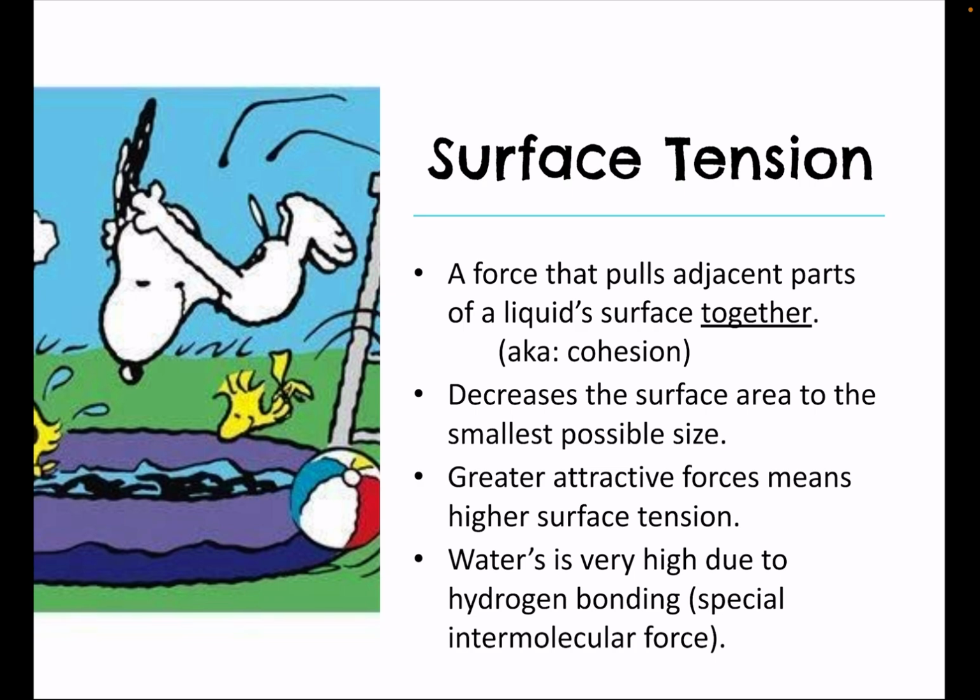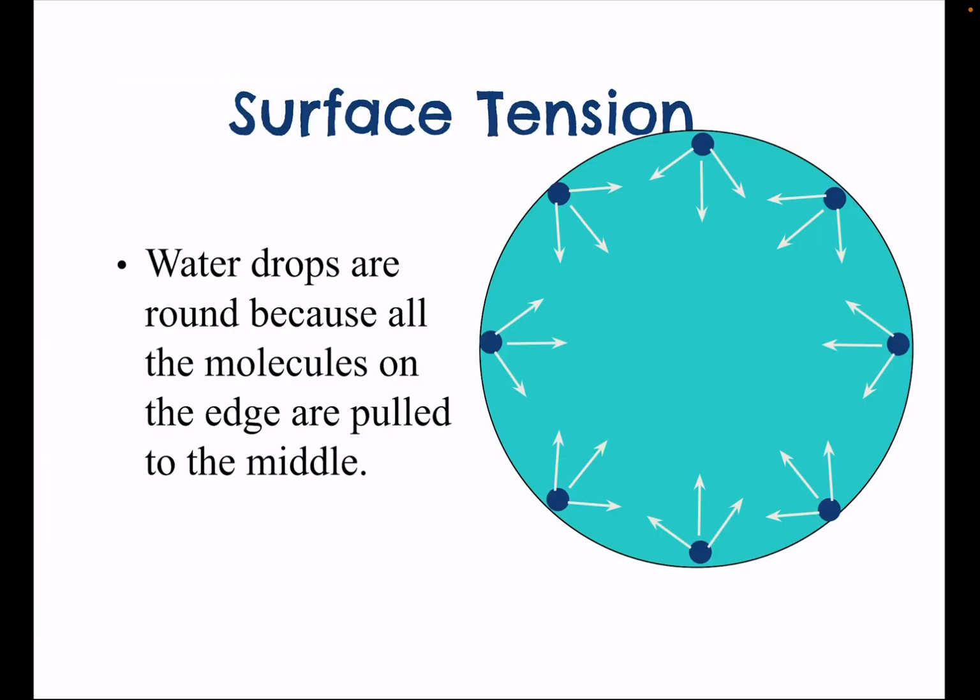Water tends to have a very high surface tension, and that's due to very strong intermolecular forces, including a specialized one called hydrogen bonding. That is very uncommon, but water has it. And that is the reason why water droplets typically make a spherical shape.